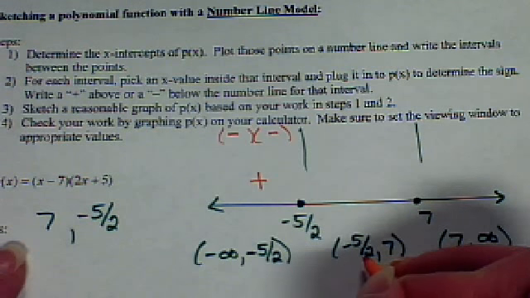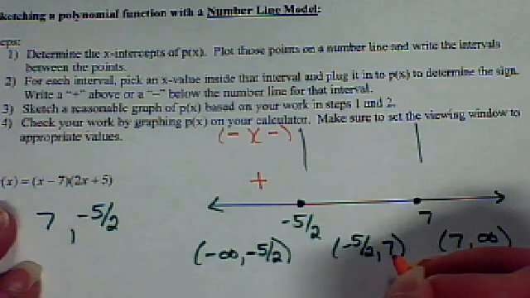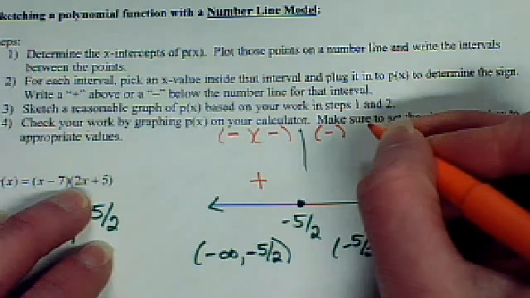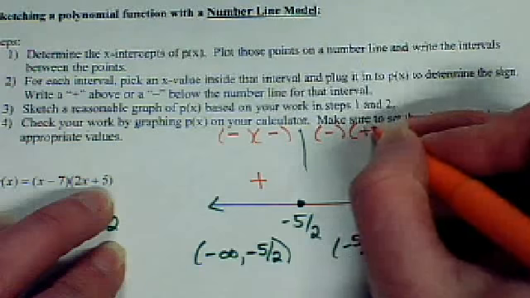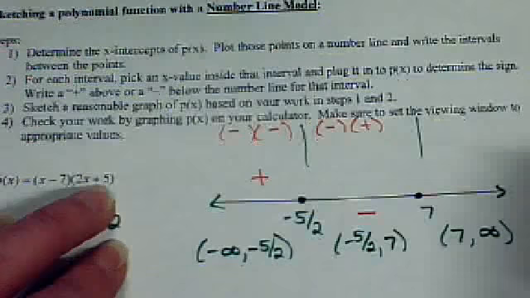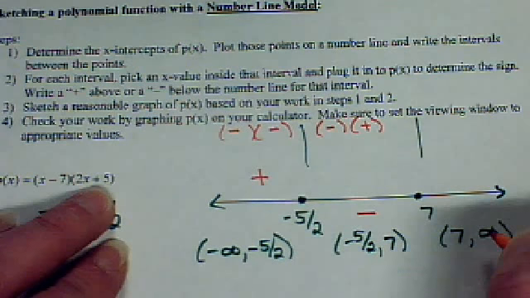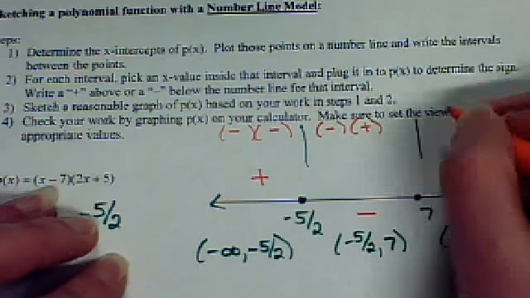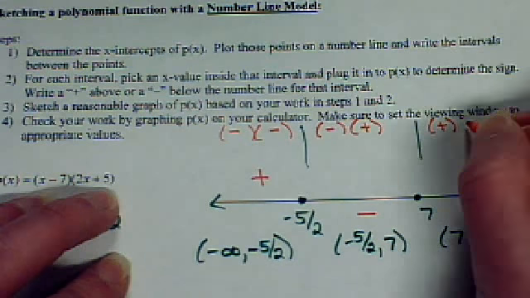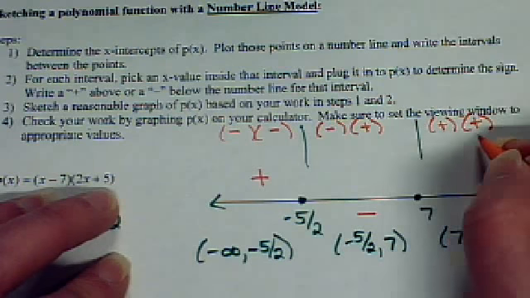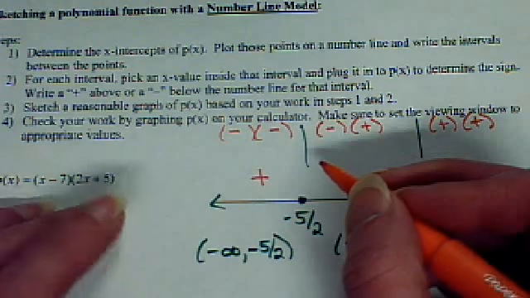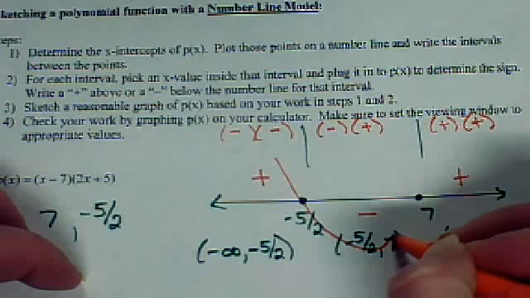Something between negative 5 halves and 7. Let's go with 0. 0 minus 7 is negative. 2 times 0 plus 5 is going to be a positive. And a negative times a positive is going to give me a negative answer. Something bigger than 7. Let's go with 10. 10 minus 7 is positive. 2 times 10 plus 5 is positive. A positive times a positive is going to be a positive. I'm going to have a parabola that opens up.